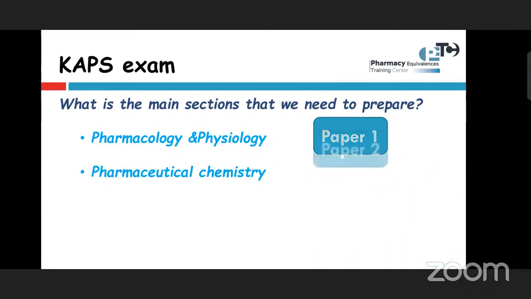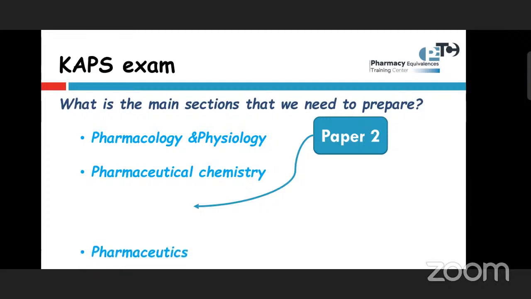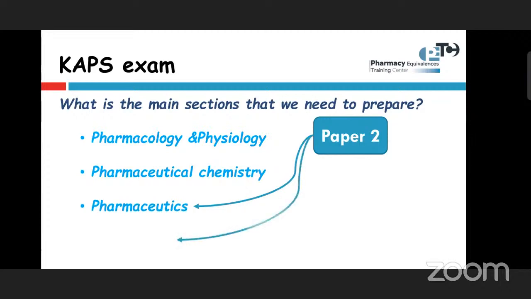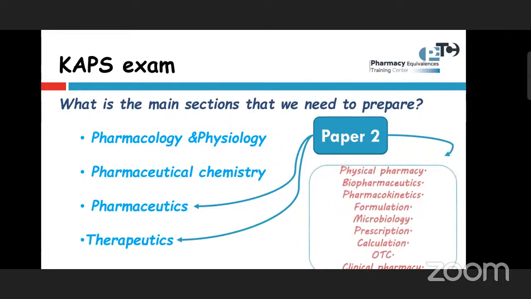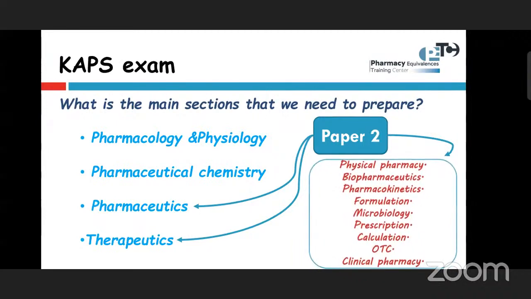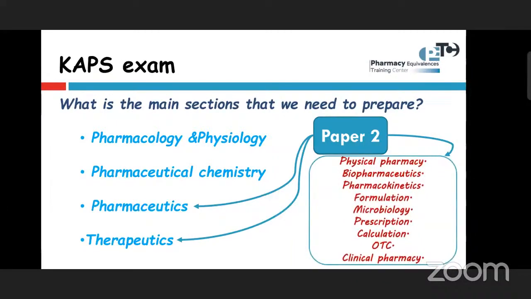100 questions in 2 hours. Paper 2 is composed of another 2 parts. The first part is pharmaceutics and pharmaceutical sciences. Under this, we have pharmaceutics, pharmaceutical calculation, OTC, and other topics. While therapeutics also has other topics under it. So paper 2 also has 100 questions in 2 hours. You should solve them in 2 hours. Those are the topics that you should study and prepare under those 2 topics.